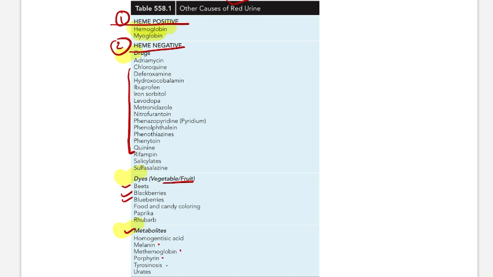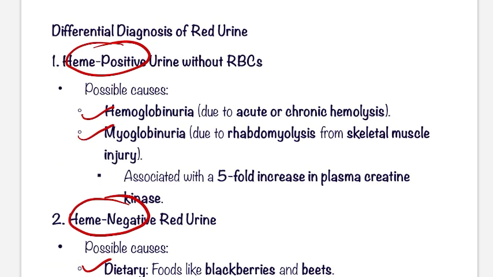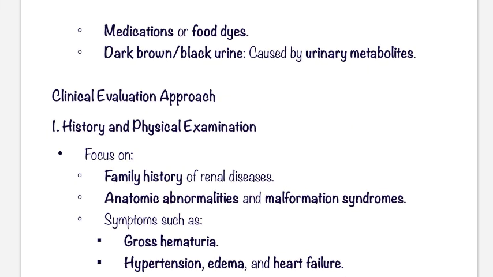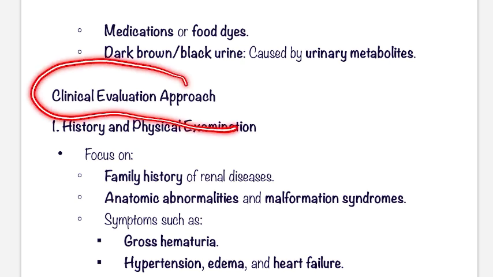So this is an exhaustive list. Just remember, for red urine, either it may be heme positive or heme negative, and you have to see the causes accordingly. Okay. So, how will you approach the case of hematuria, the clinical evaluation approach.